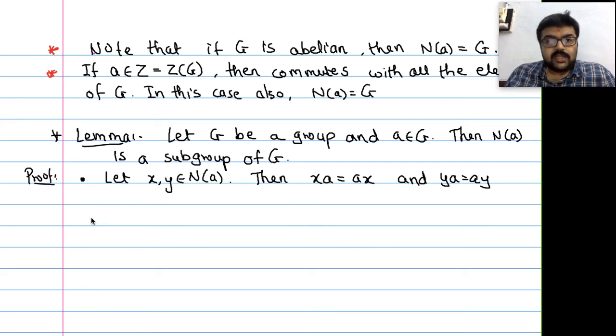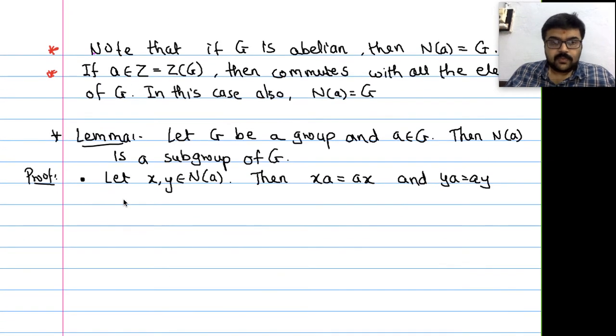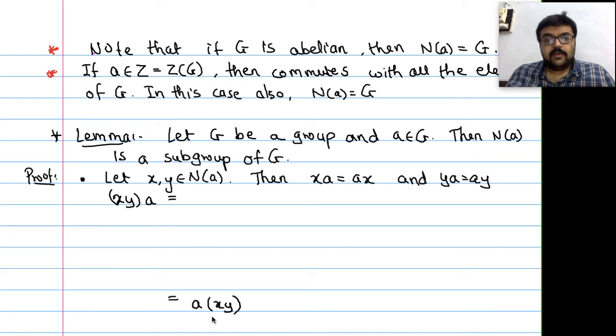To show that XY is in N_G(A), the normalizer of A, XY should commute with A. So XYA should be equal to AXY. If we show XYA equals AXY, that means XY commutes with A, and then we are done. We have shown that it is closed under the product of G.